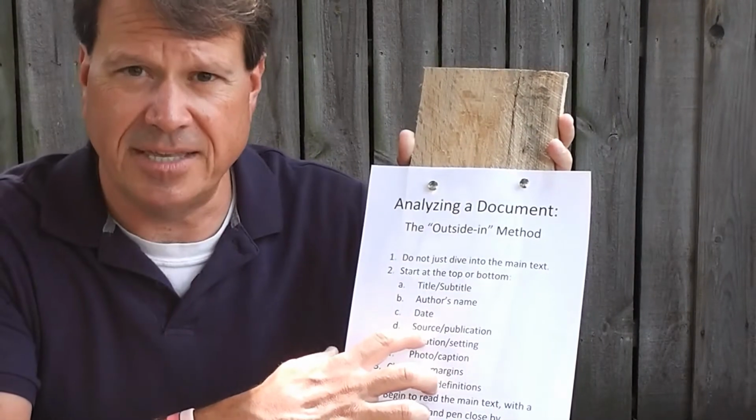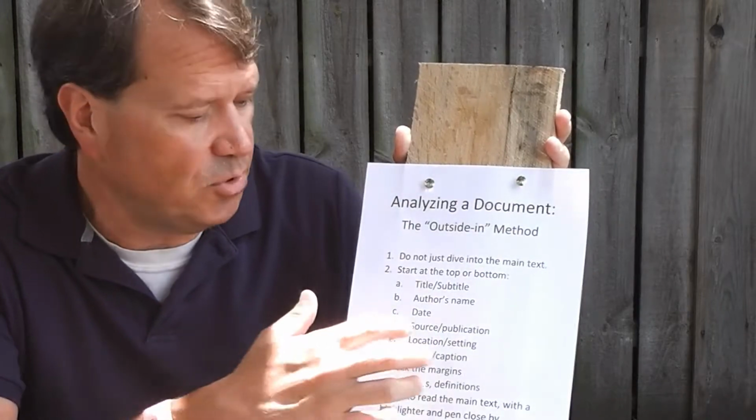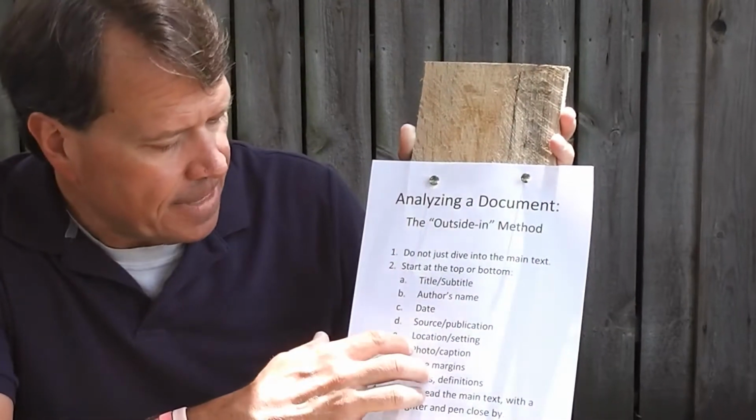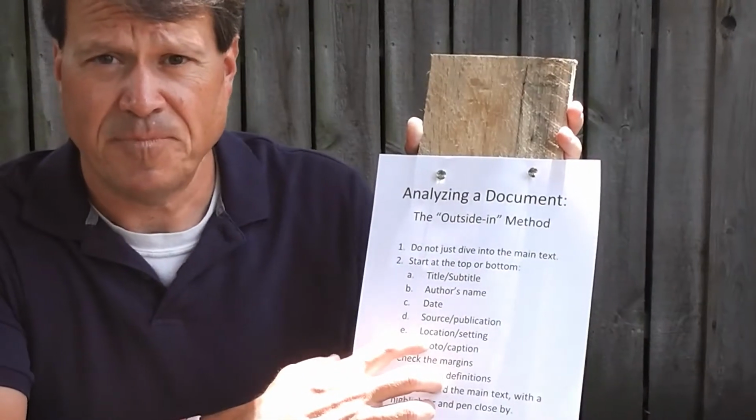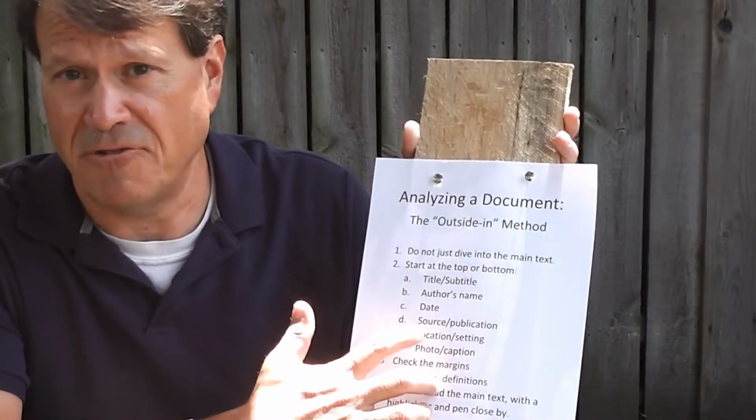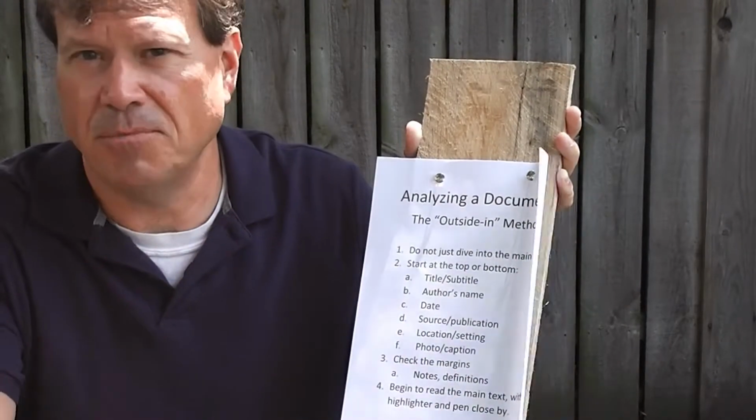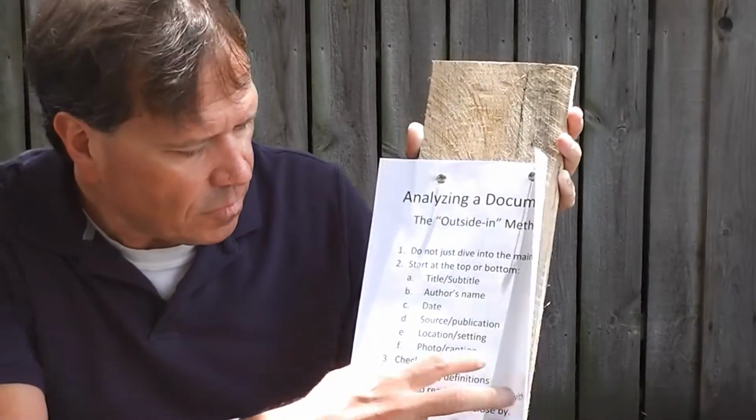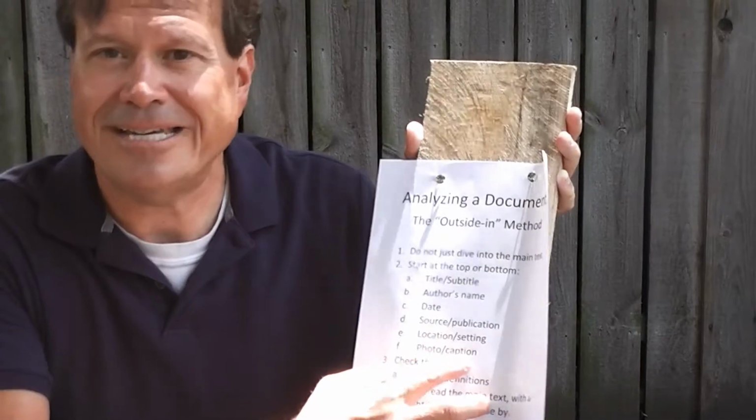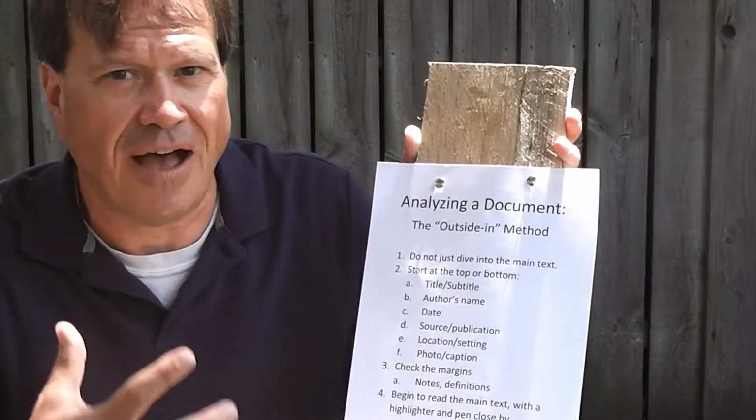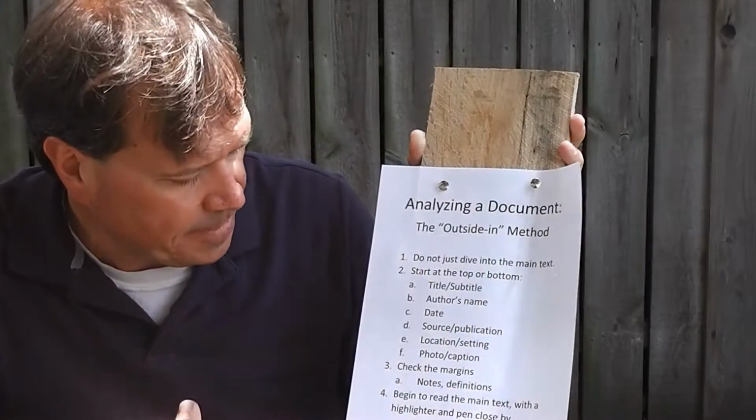The source: is this a personal diary? Was this a newspaper article? Is this from a published book? The location or the setting: is it in a famous place, a famous city, a battle, or the location of some discovery that was made? Is there a photo or a caption? That's a good thing to look for. Again, it's just going to help you find more context in the document.